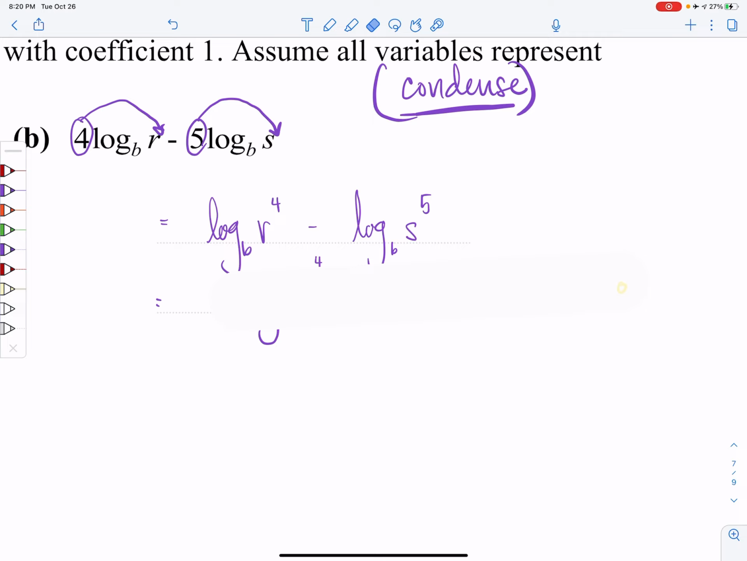Now you can say you have a log minus a log. So now I can use the quotient rule. So this is going to be a single log of the first guy on top over the second guy on bottom. And there's nothing else I can do to clean that up. That's as clean as it's going to get.